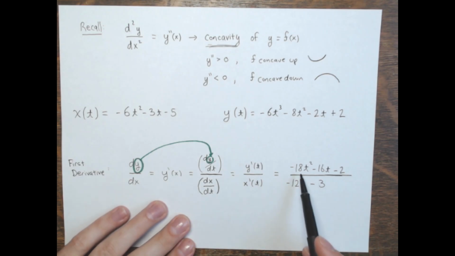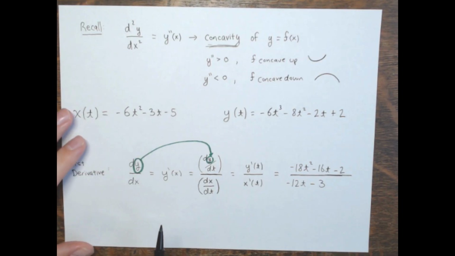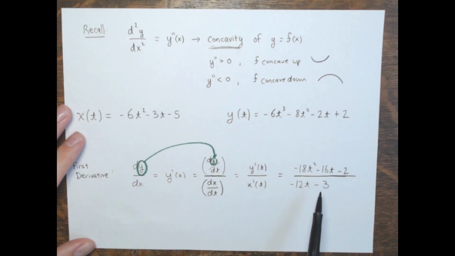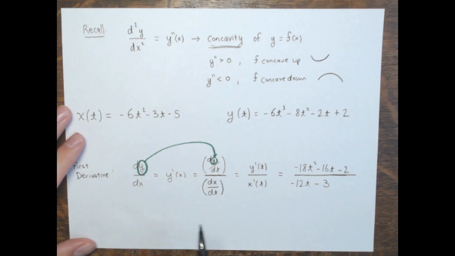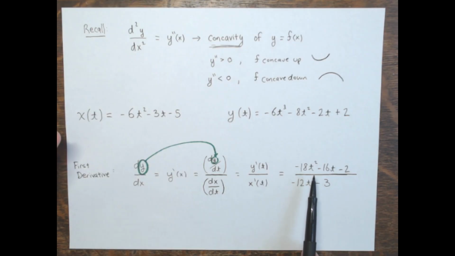Now you could try some factoring. I mean, in this numerator you could factor out a negative 2, in the denominator you could factor out a negative 3, but I really don't see any way to factor and simplify this fraction any further. So I'm just going to leave this the way it is. All right, so now we have an expression for the first derivative, right? So if I know the value of t at a particular point, I could tell you the slope of the tangent line at that point.